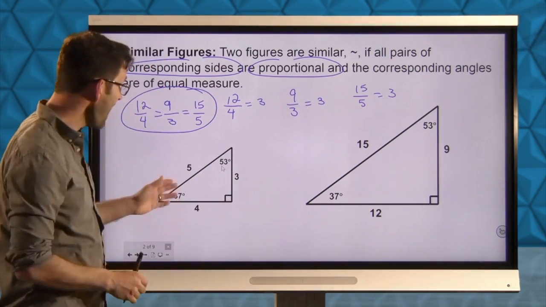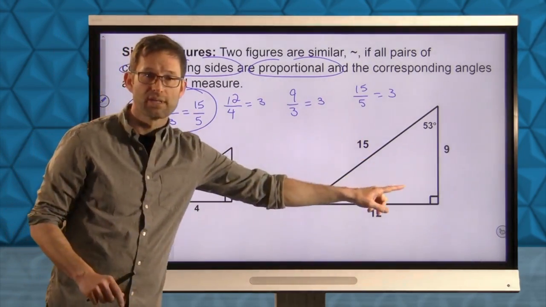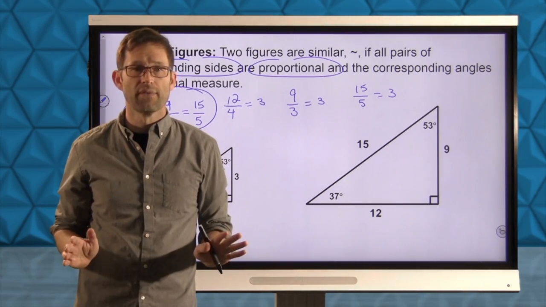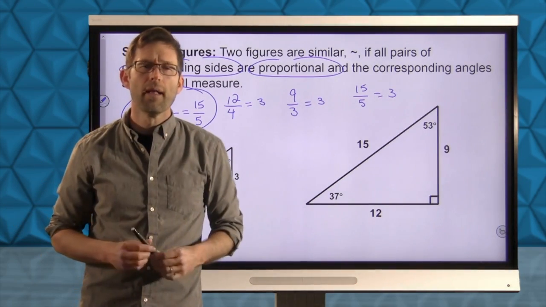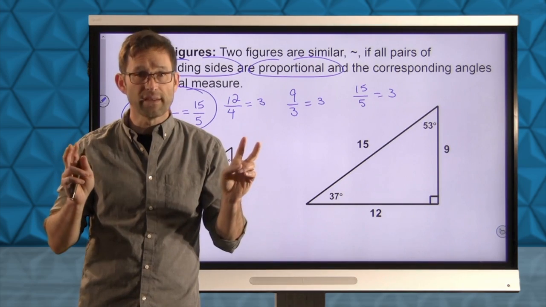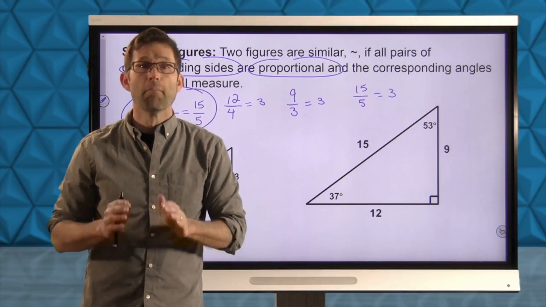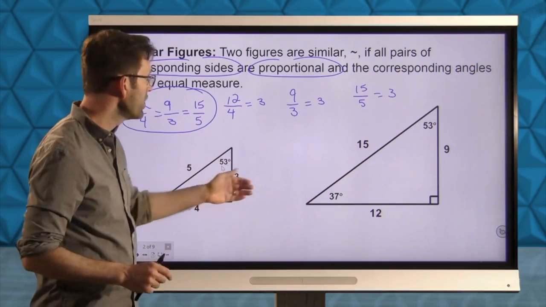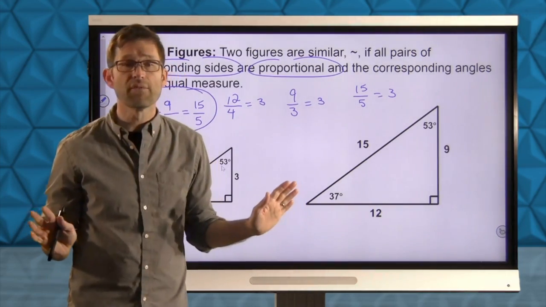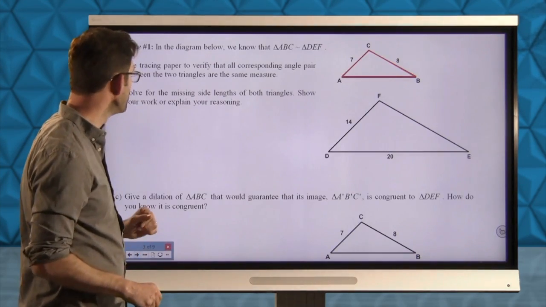And then the other piece is that the angles have to be equal. 37 degrees, 37 degrees, 53 degrees, 53 degrees, 90 degrees, 90 degrees. So two figures will be similar if all the angles inside the figure are the same as the angles inside of the other figure, and the side lengths are proportional to one another, which means when you divide two side lengths that are in the same place on the figure, corresponding parts, which aren't congruent but are proportional. So 9 divided by 3 equals 15 divided by 5 equals 12 divided by 4. That's just the definition of similar figures. Okay, so let's keep going.